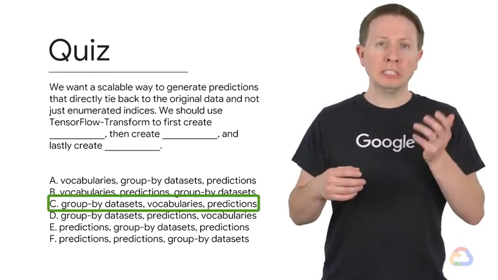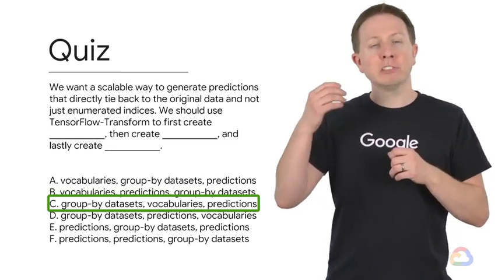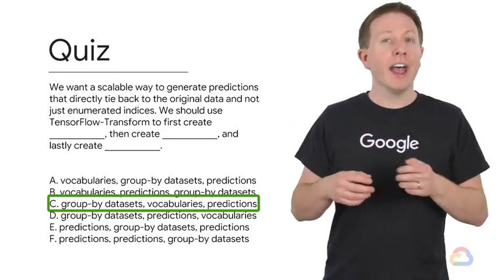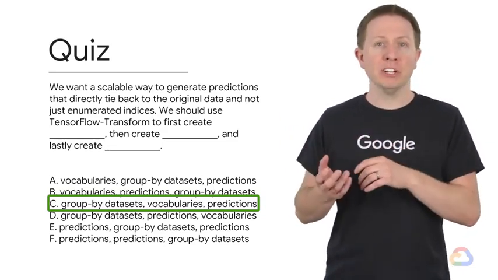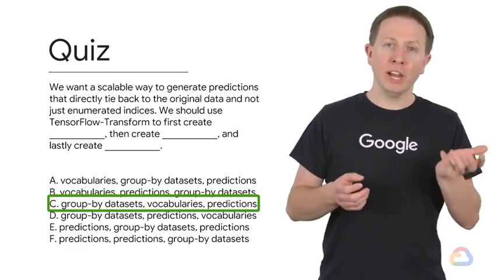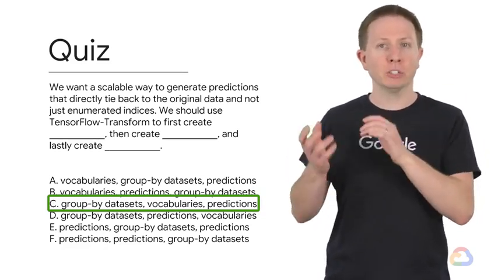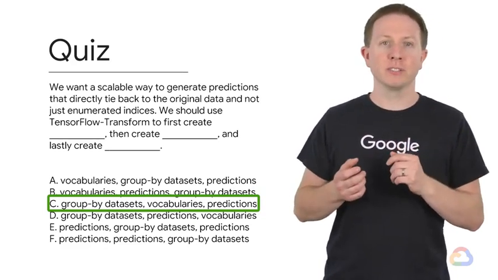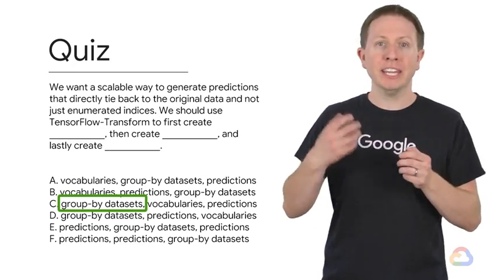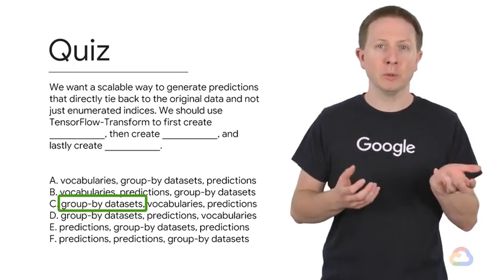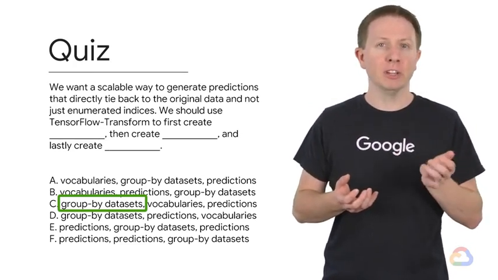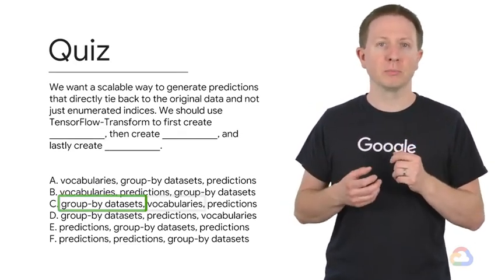To use the WALS matrix factorization estimator, we need to convert from our human-readable user and item identifiers to enumerated indices. However, without a reverse mapping, the predictions will not be in the correct form for us to easily understand them. Therefore, we want a scalable way to generate predictions that directly tie back to the original data and not just enumerated indices. We should use TensorFlow Transform to first create the group by datasets so that each item has a list of each user that interacted with it with their corresponding ratings, and each user has a list of each item that they interacted with also with the corresponding ratings.